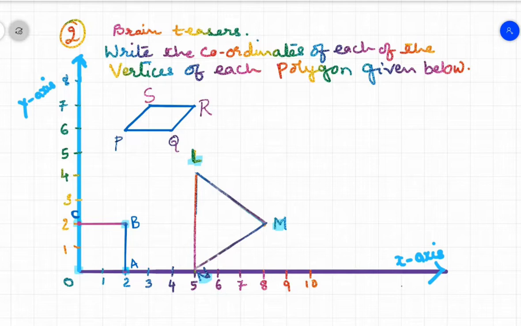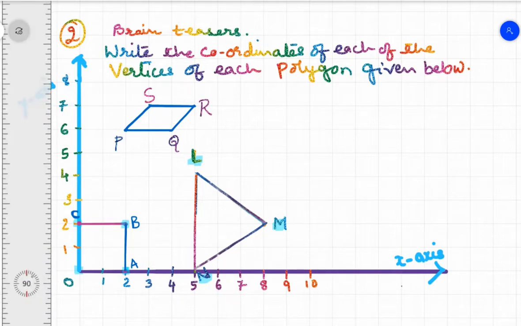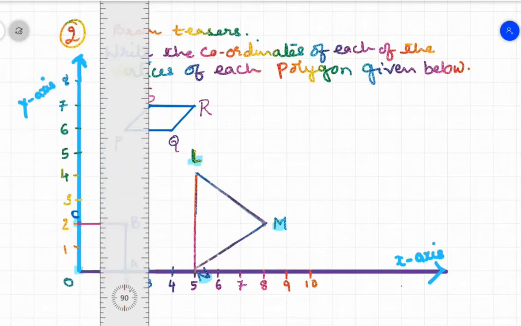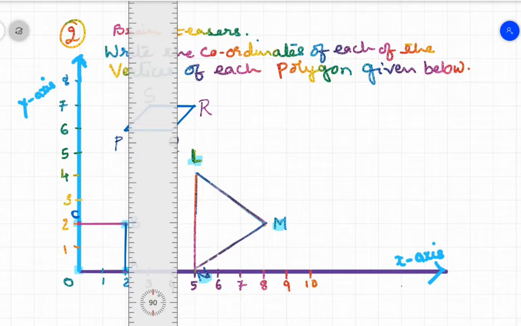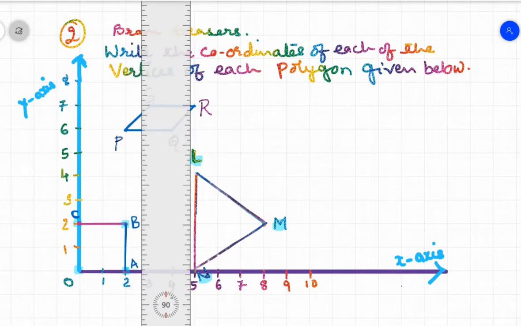Okay, now what you have to do here is write the coordinates. That means you have to write the points. How will you write? Now come on, let us start how to write the points. I have taken a ruler here. Let us see how you can find out the value of each and every point using this ruler. Now see here, I am going to the first figure, that is O, A, B, C.